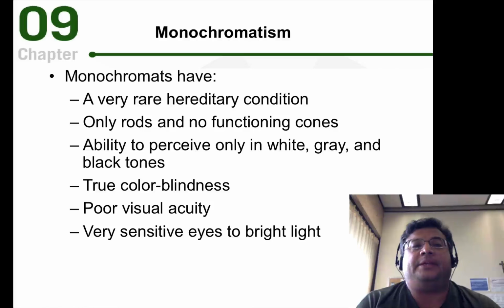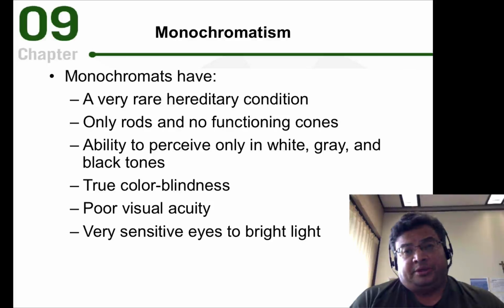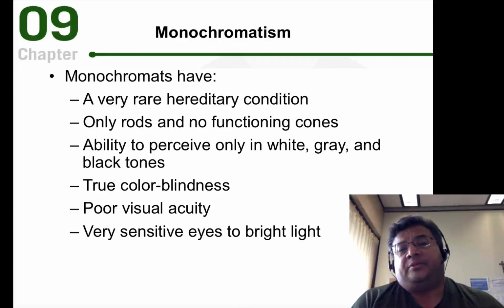Monochrome individuals have a very, very rare condition. It's hereditary. Basically, they don't have any cones in their retinas. They only have rods. Now, if you remember, rods are the things that perceive low light, and the resolution you get with rods is not very good. You're not able to perceive details very well. Monochrome individuals see the world in only shades of gray, black and white. And since they only have rods, and rods aren't good at visual acuity, they really can't see details very well.